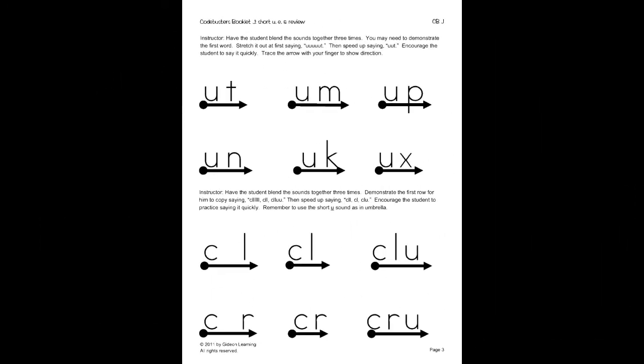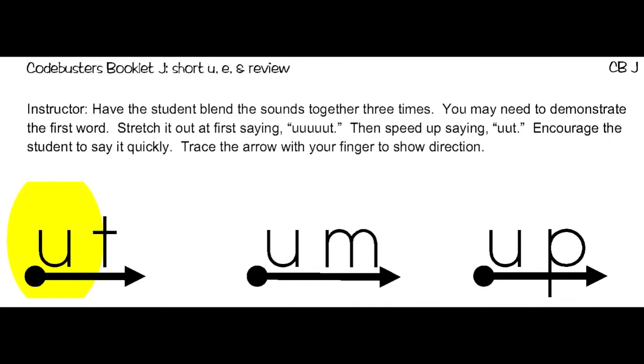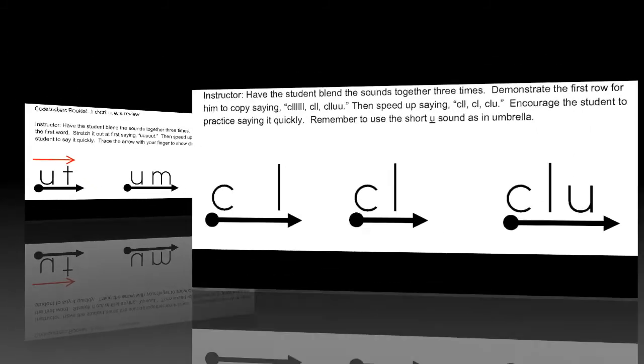Have the student blend the sounds together 3 times. You may need to demonstrate the first one. Stretch it out at first by saying t, then speed up by saying t. Encourage the student to say it quickly. Trace the arrow with your finger to show direction.